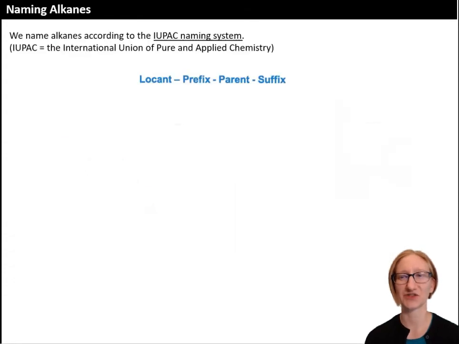Okay, now let's put this together to start naming structures. We name according to the IUPAC system, and our name will have 4 parts. First, it will have a locant, which tells us the position of different functional groups or substituents on the main chain. Then it will have a prefix, and that will identify the functional group or groups present. It has a parent name, and that indicates the length of the main chain, or how many carbons are in the main chain. And then it has a suffix, which tells us about the primary functional group present.